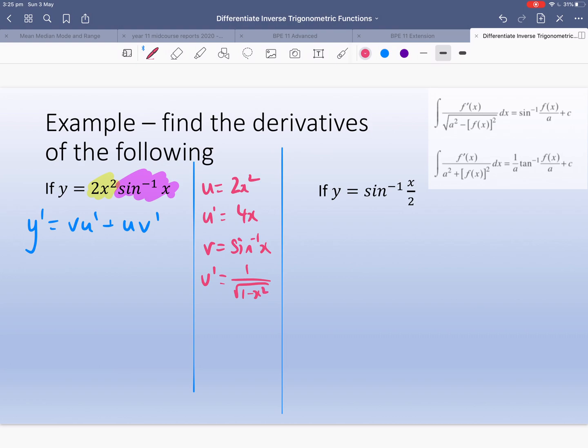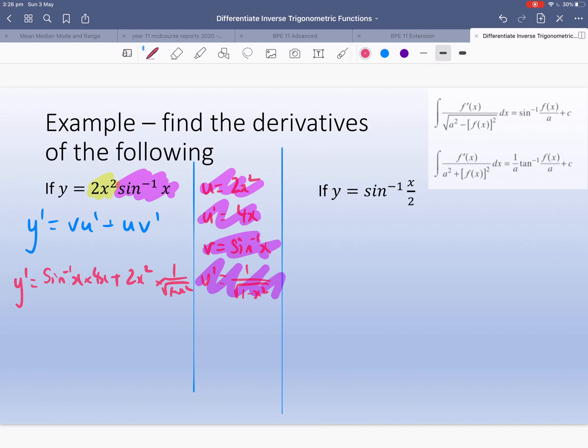And now I'm going to put everything together on this side. So y dash v is just this, so I'm going to put that in. u dash is just this, so I'm going to times that together. Plus u is just this, and v dash finally is that. So we're going to multiply through.